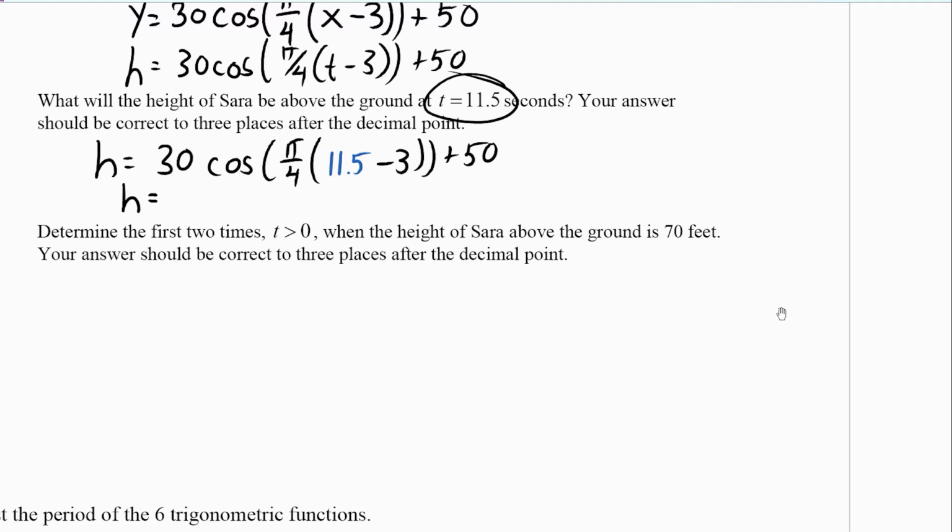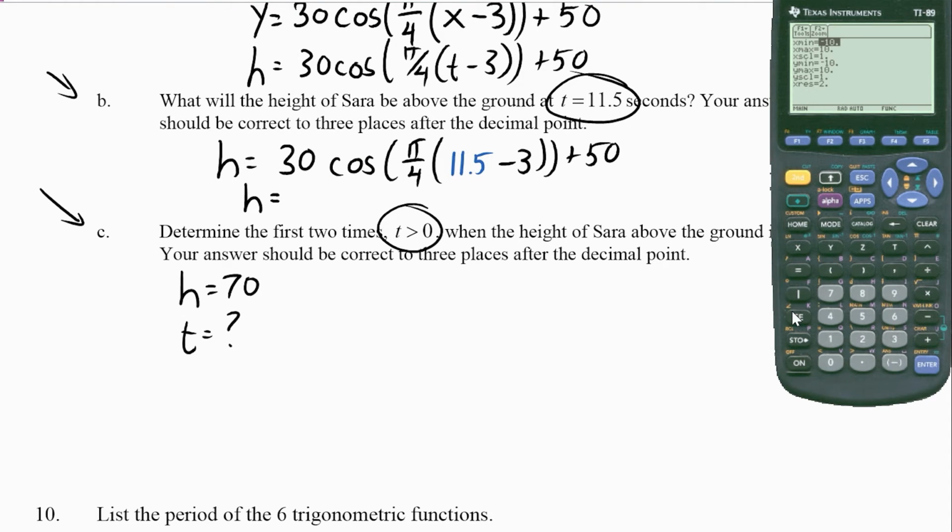Part C, on the other hand, you're given the height being 70 feet, and they want you to figure out what the t is, and also that the t must be positive. Now, the thing about this calculator here is it's not a TI 83 or 84, it's actually an 89. It's the only one I could actually get working, but I'm still going to use it the same way.